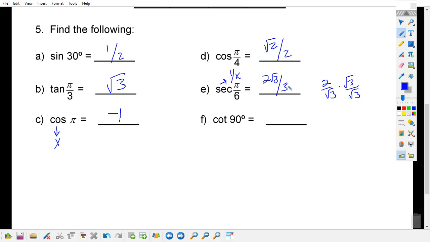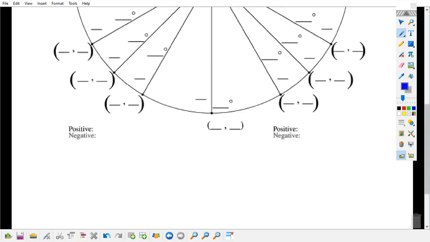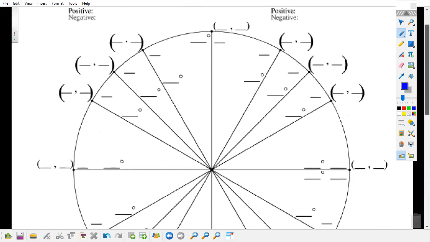All right, what about cotangent of 90? Cotangent means x over y. What is the x at 90? 0. What is the y at 90? 1. So what is it? 0, because it's okay to have 0 in the numerator, right? I knew that, I was testing you. Okay. Did we pass? They did. All right, so now let's fill in the entire unit circle.